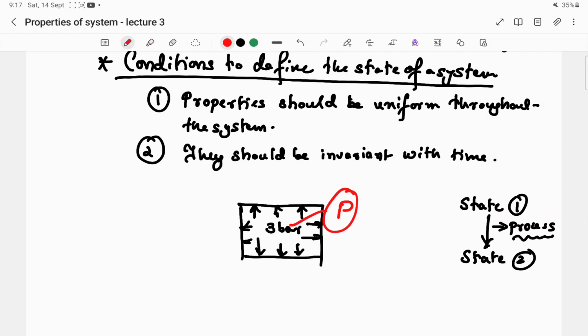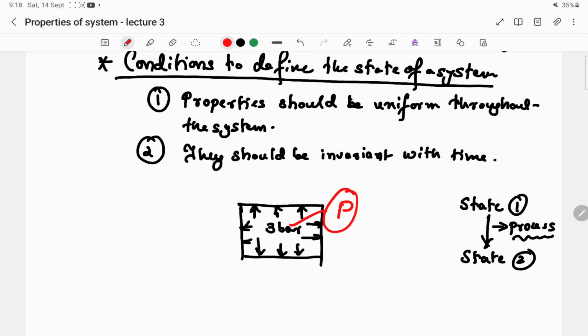And as you know, why do we need a thermodynamic property? To define the state of a system. Here also we are using the pressure. Since we are only talking about a particular state, not a change in state, which is called a process, in a single state, to define the state of a system, we need a thermodynamic property. Since it is not changing, and we are talking about the pressure, it is in an equilibrium condition in that particular state.